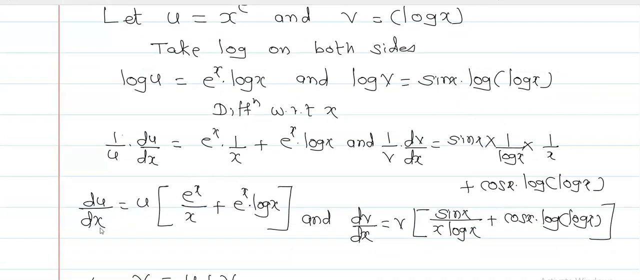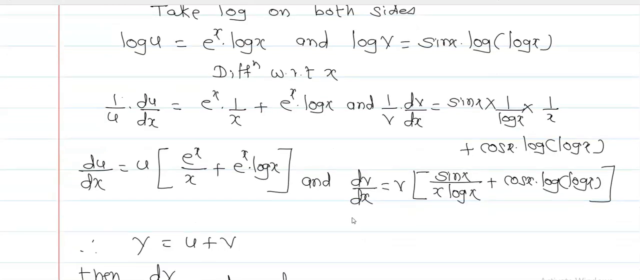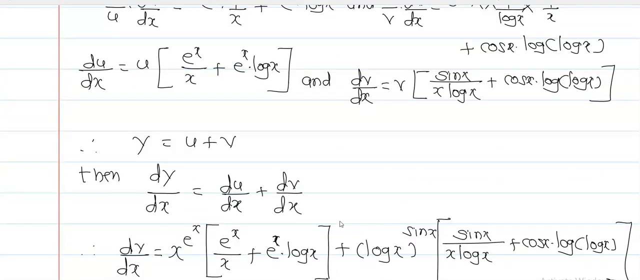That is du by dx is equals to u into e raised to x upon x plus e raised to x into log x, and dv by dx is equals to v into in bracket sin x upon x log x plus cos x into log x, and that's why also y is equals to u plus v.